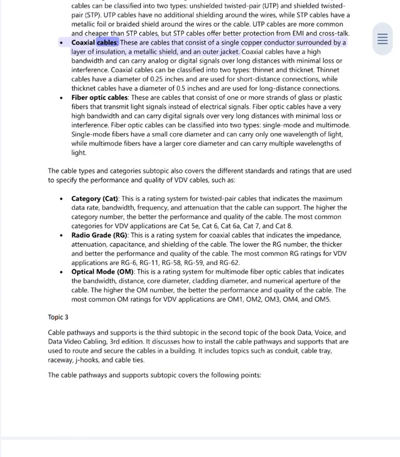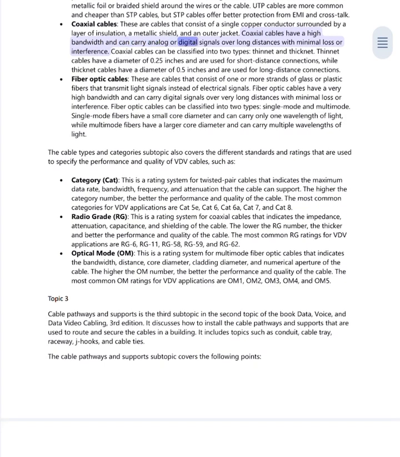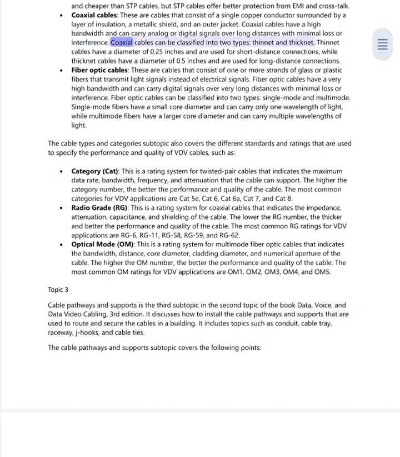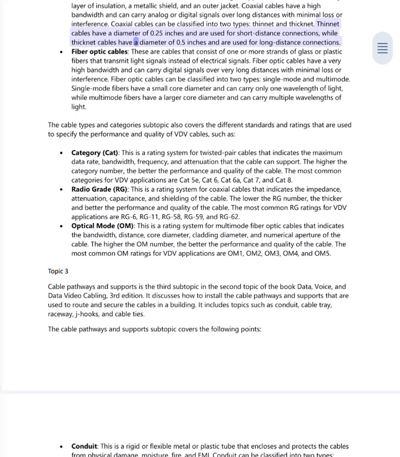Coaxial cables. These are cables that consist of a single copper conductor surrounded by a layer of insulation, a metallic shield, and an outer jacket. Coaxial cables have a high bandwidth and can carry analog or digital signals over long distances with minimal loss or interference. Coaxial cables can be classified into two types, thinnet and thicknet. Thinnet cables have a diameter of 0.25 inches and are used for short-distance connections, while thicknet cables have a diameter of 0.5 inches and are used for long-distance connections.